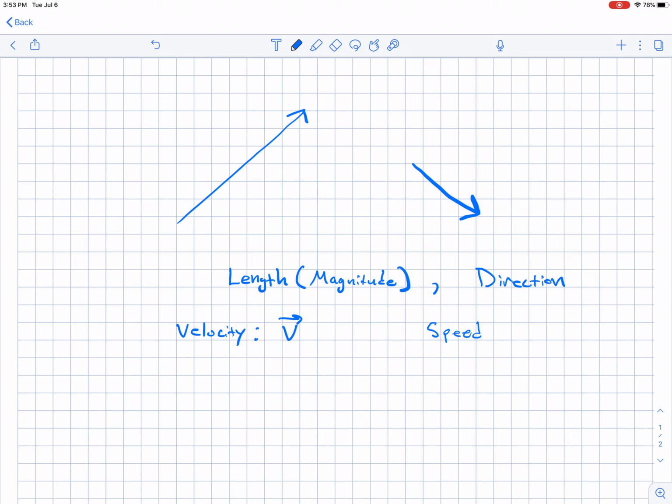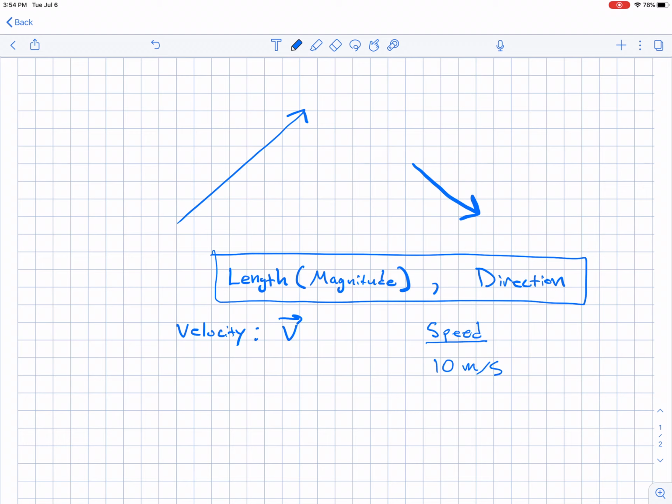Velocity is two pieces of information. In fact, all vectors are two pieces of information. They're all a magnitude, aka length, and a direction. So the difference between speed and velocity is that the velocity is a speed with a direction, and the speed is just speed without a direction. So let me give you an example. An example of a speed would be 10 meters per second. An example of a velocity would be 10 meters per second north.